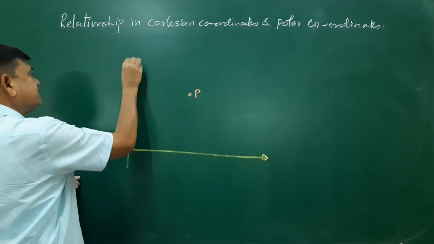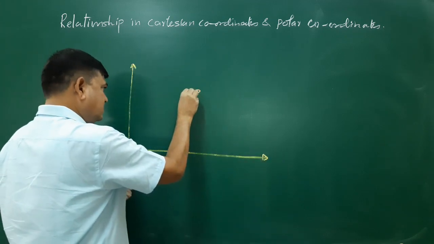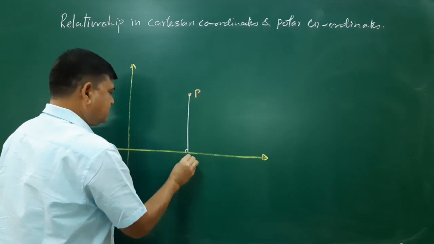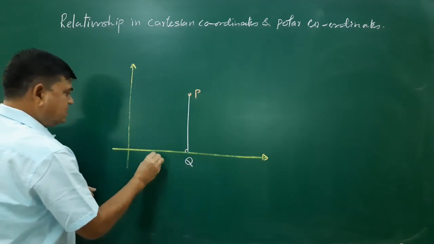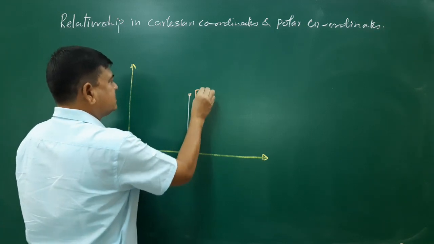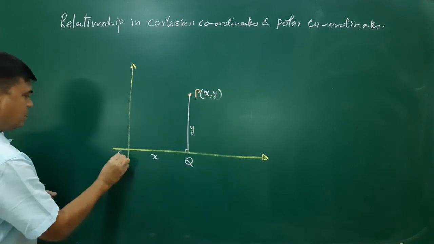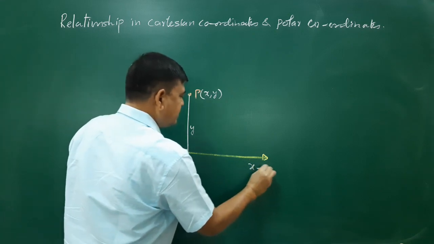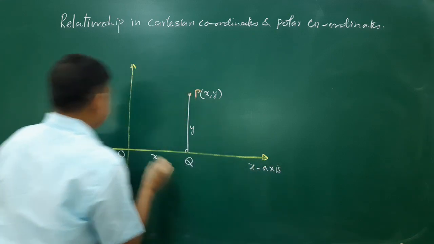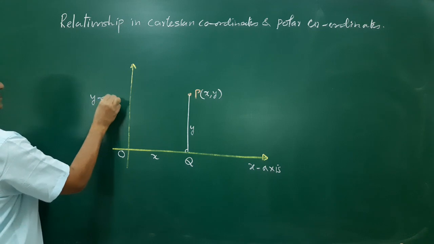Cartesian coordinate system. I drop the perpendicular, so this point is Q. This is the x coordinate, this is the y coordinate. So it is defined as x comma y. Here it is O. This is the x-axis and this is the y-axis.